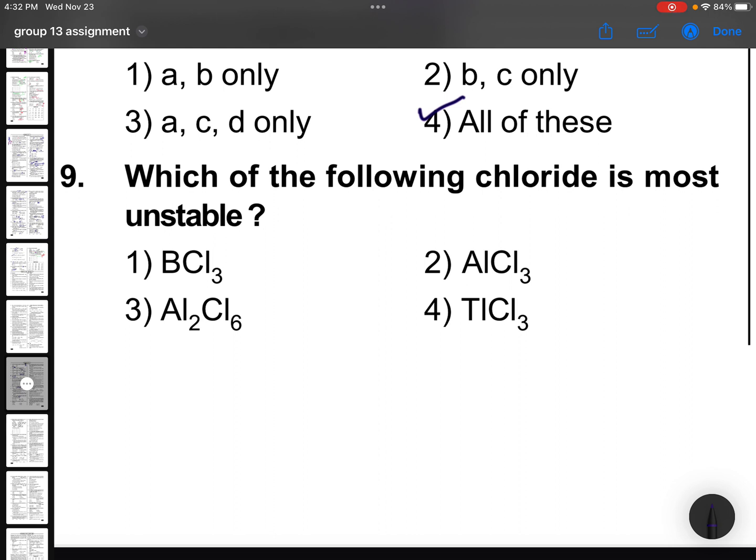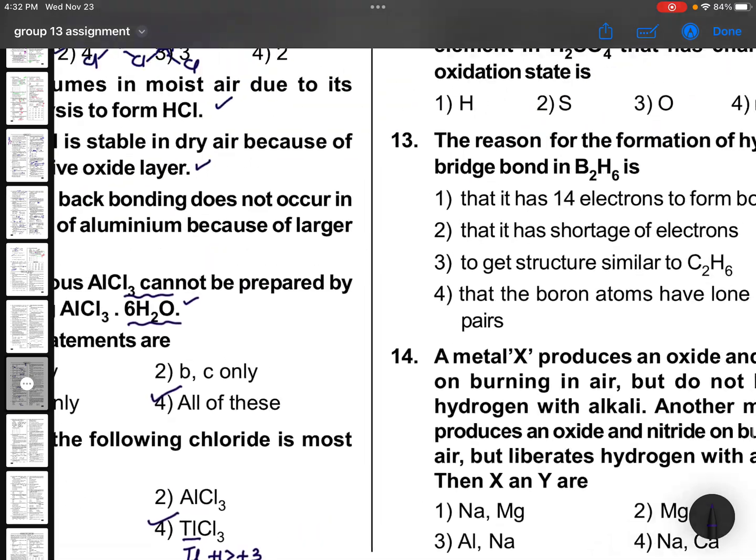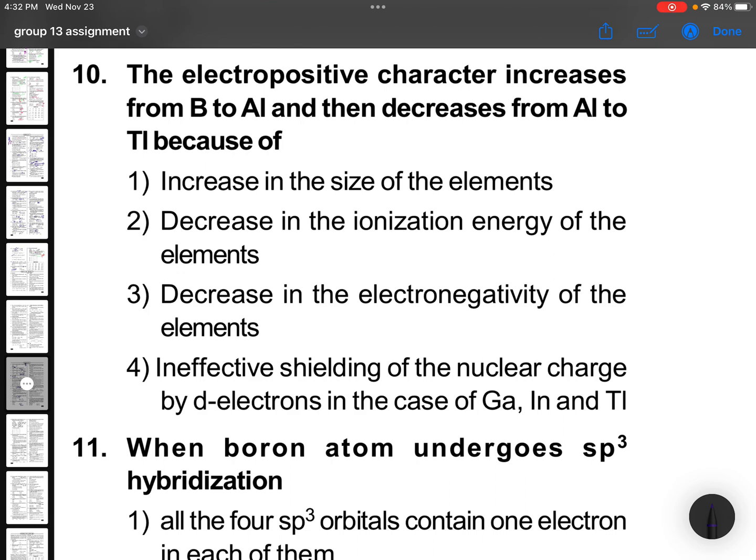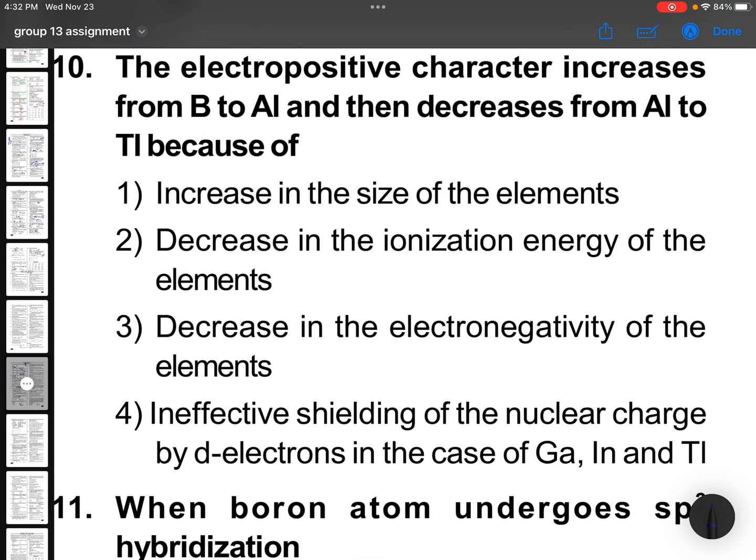Which of the following chlorides is most unstable? Inert pair effect: thallium is stable in plus 1 oxidation state. Yes, 10th question. The electropositive character increases from boron to aluminium and then decreases from aluminium to thallium because of the poor shielding by the d orbitals and f orbitals, due to improper shielding.